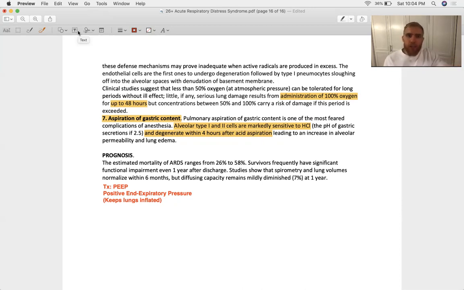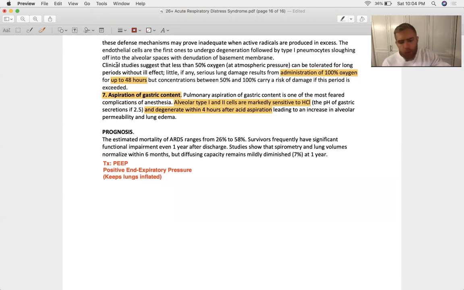And the aspiration can lead to an anaerobic sepsis of the lungs, right? And we know that infection can predispose to RDS. It's the most common cause of RDS. So how do we treat these patients at the end of the day?